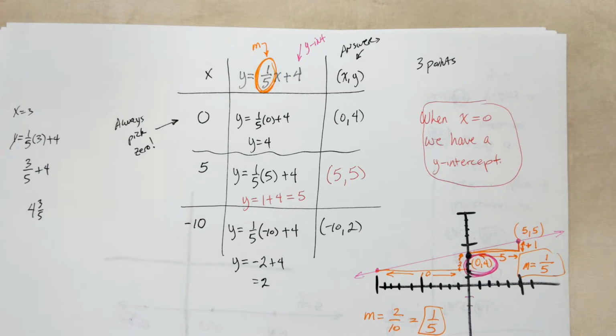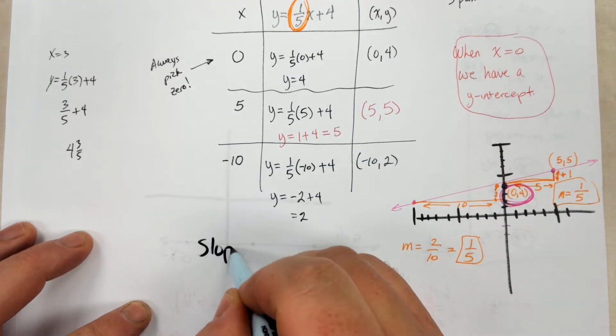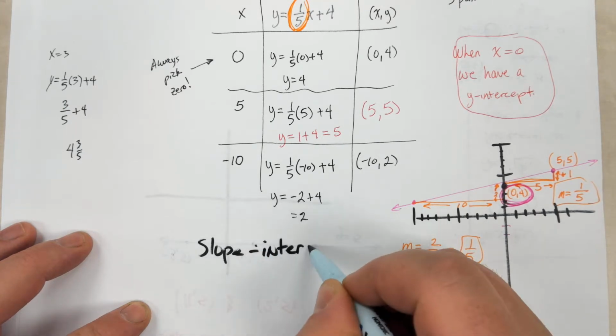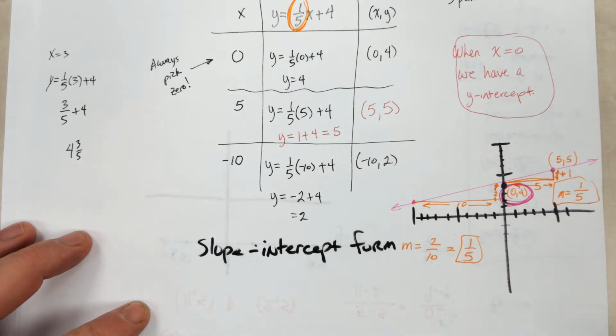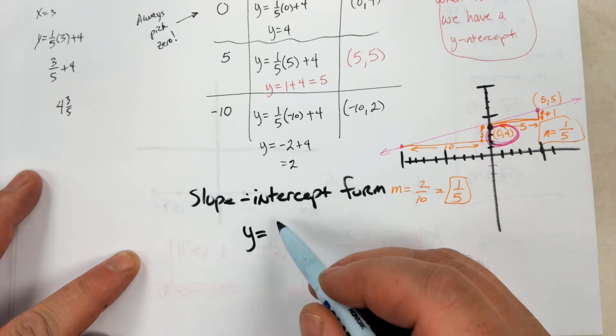It's so much that way all the time that we call that slope-intercept form. And that's y equals mx plus b.